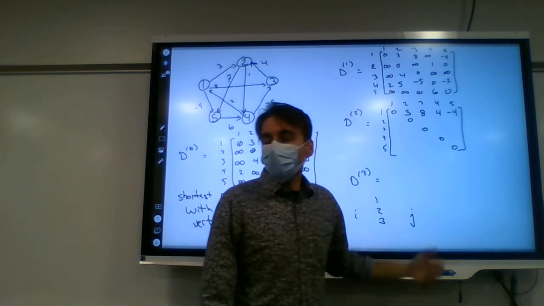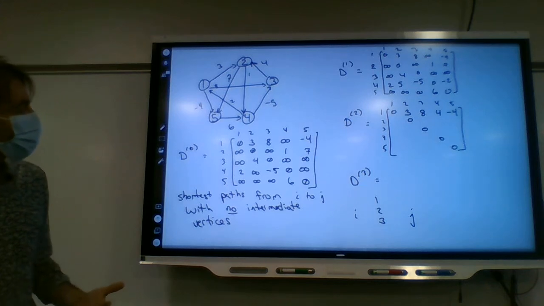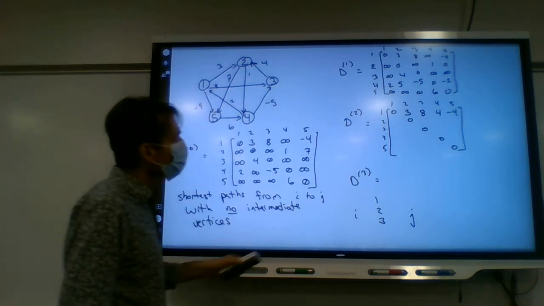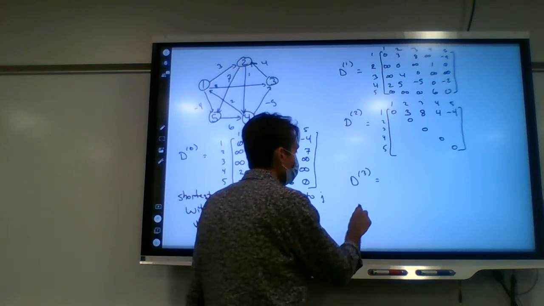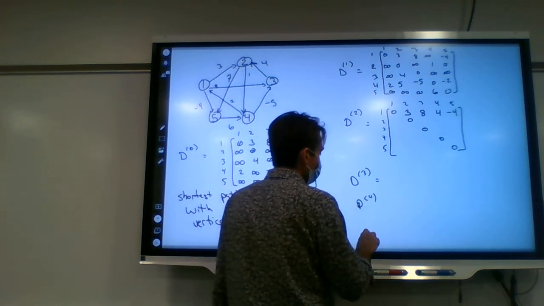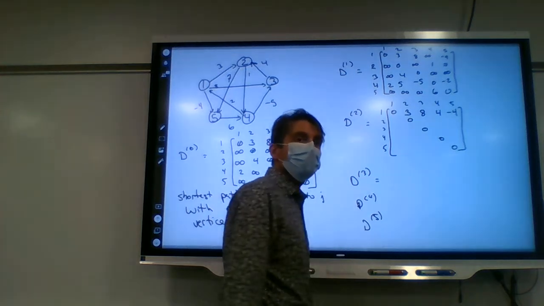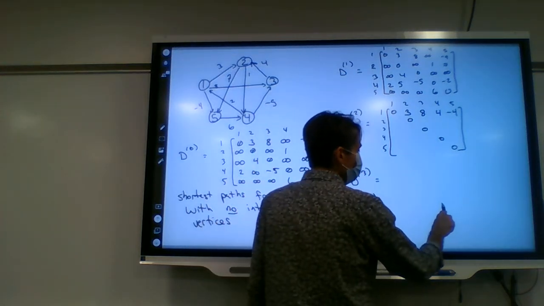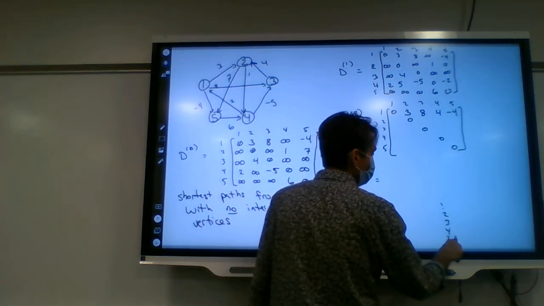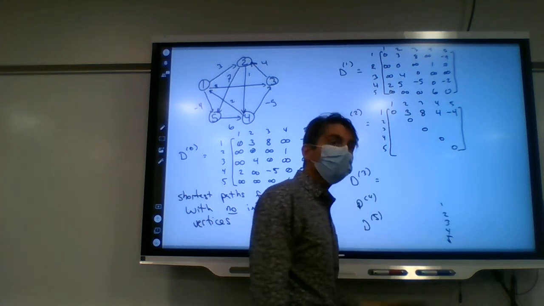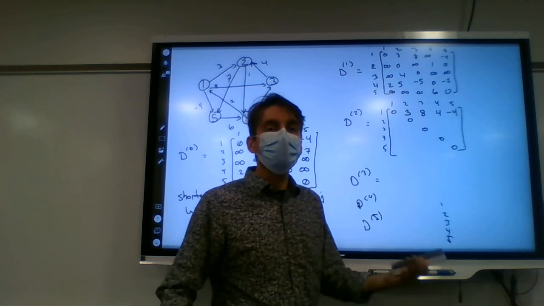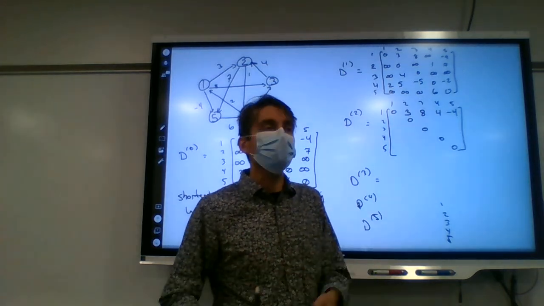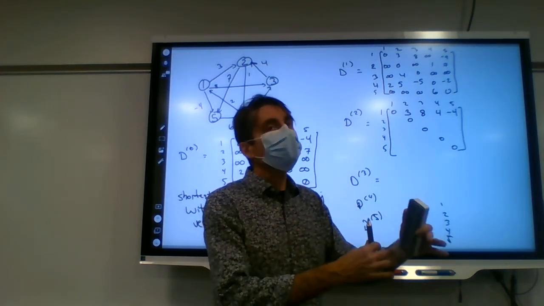Update things for D3. Update things for D4. Where do we stop? What's our last matrix? K equals N. Yeah, we stop here because at this point, all the intermediate vertices are 1, 2, 3, 4, and 5, which is everything. And so we will have updated everything with the best answer, the shortest distances for any path that we look at.